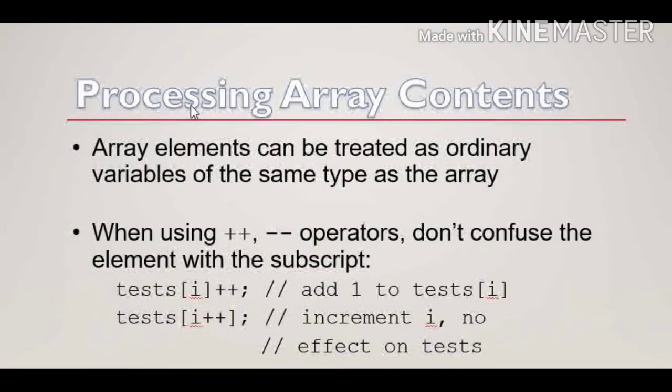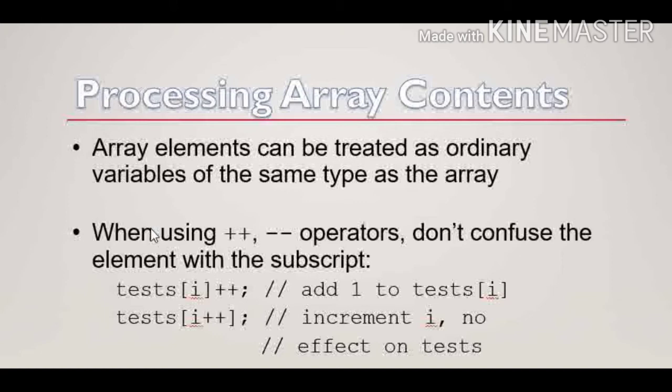So proceed to our next chapter, which is processing array content. An array element can be treated as an ordinary variable of the same type as the array, which means the element inside the array is actually the same as the x and y and z that we usually use in C++.